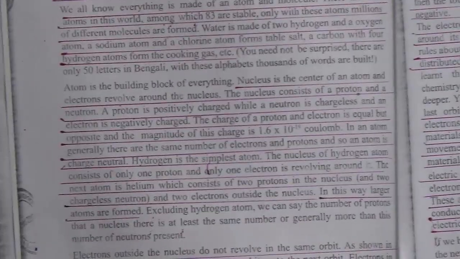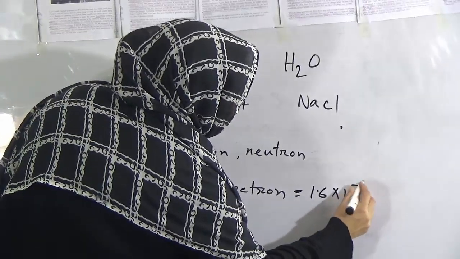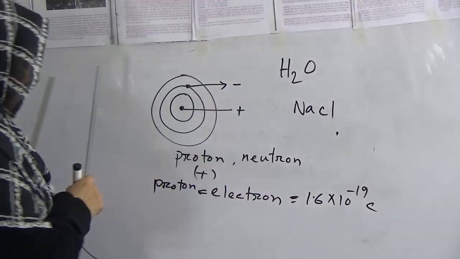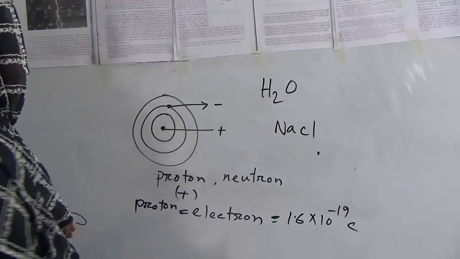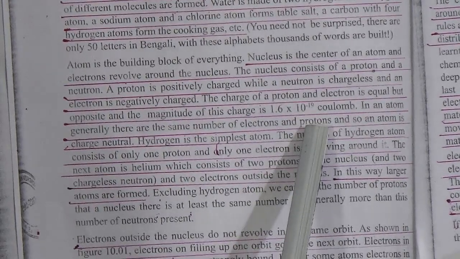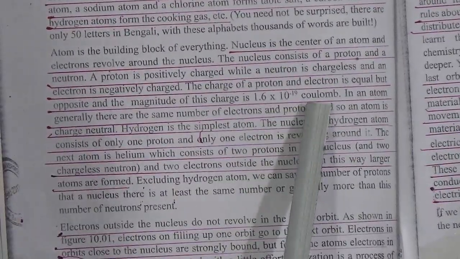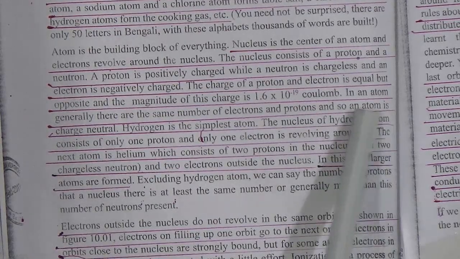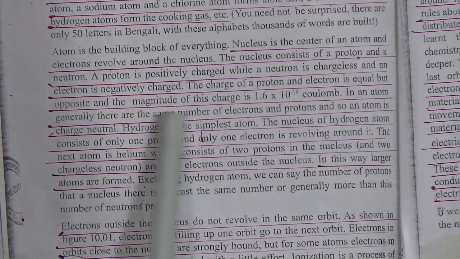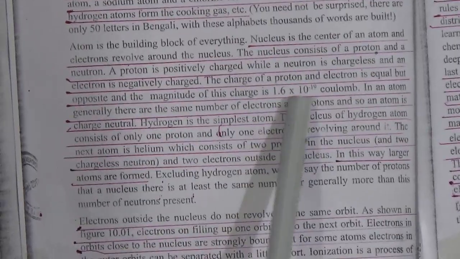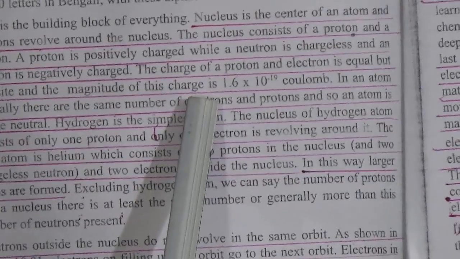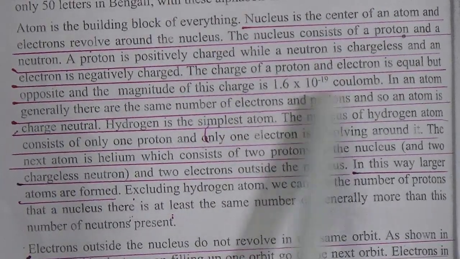The magnitude of this charge is 1.6 into 10 to the power 19 coulomb. My dear students, you have to memorize this magnitude. This is important for MCQ and for mathematical questions. The charge of the electron and proton is 1.6 into 10 to the power 19 coulomb, the same but opposite.